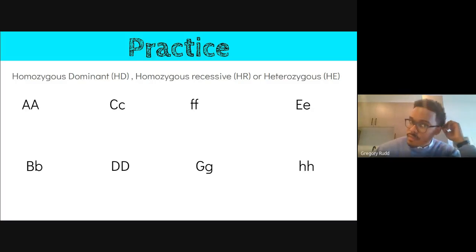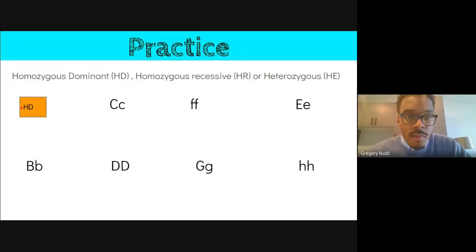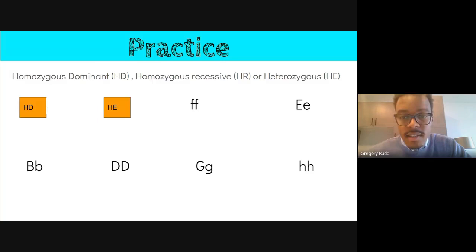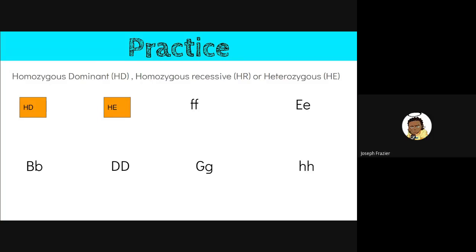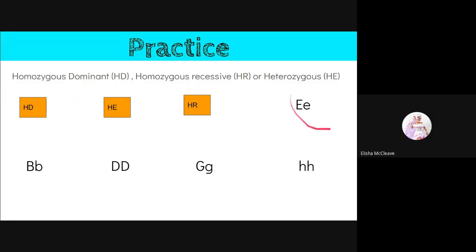So you all tell me, AA, is that homozygous dominant, homozygous recessive, or heterozygous? You can just say HD, HR, or HE. HD. What about CC? HE. HE, that's heterozygous. FF? HR. HR. EE. HR. Oops. Bad. HE. HE.